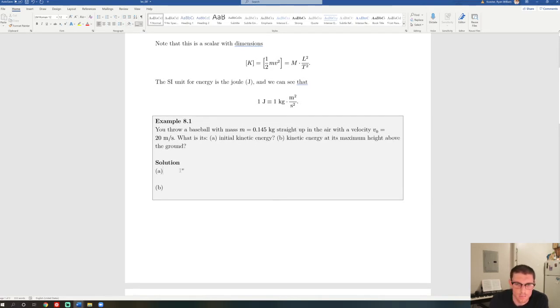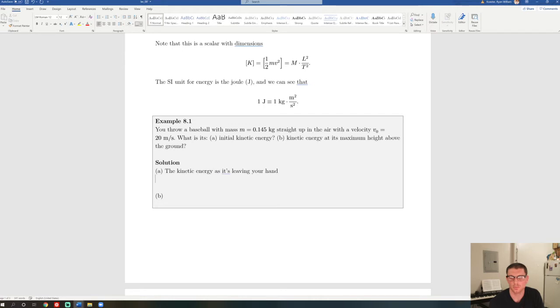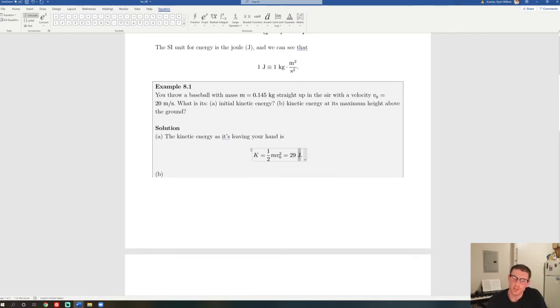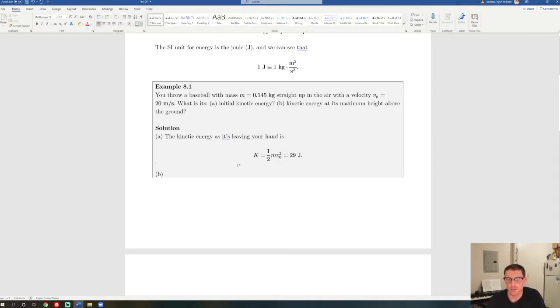Anyway, the kinetic energy as it's leaving your hand is this. K equals 1/2 m v naught squared, right? And if you plug the numbers in, you should find, I believe, that this is exactly 29 joules. So you can confirm that for yourself. And I mean, that's it, right? That's all that really goes into this calculation here.